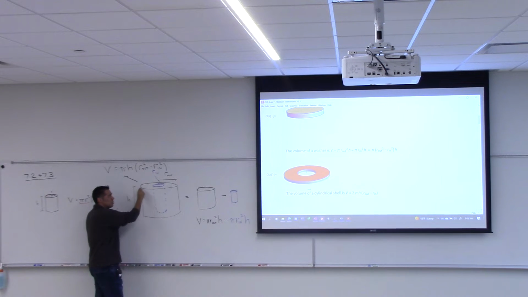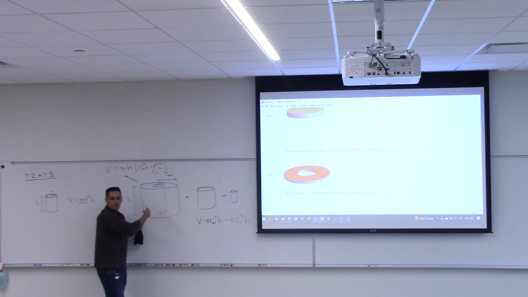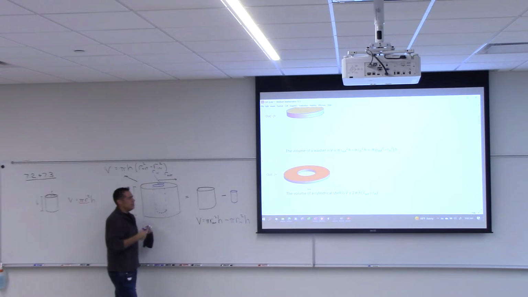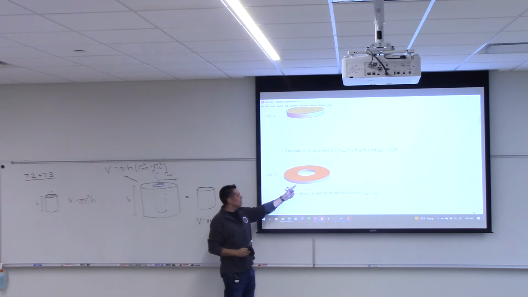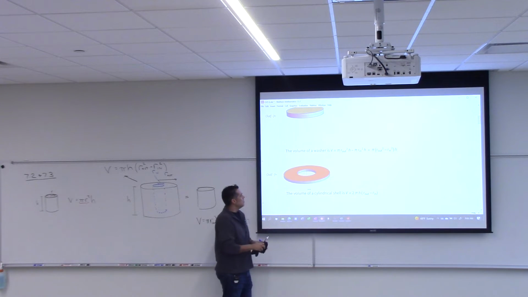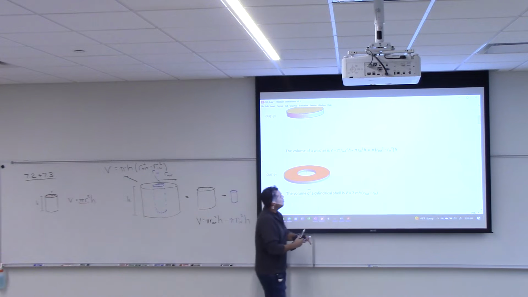So if this h is really small, then it's going to look like that, not like this, right? And this we will call a washer, because it looks like a washer, right? If you've ever seen nuts and bolts and washers, right? So this is a washer. And you can see the formula here.